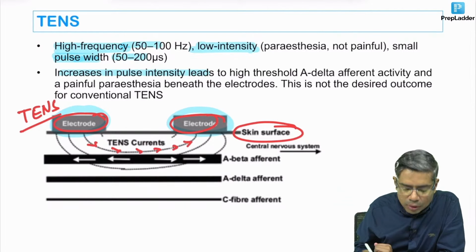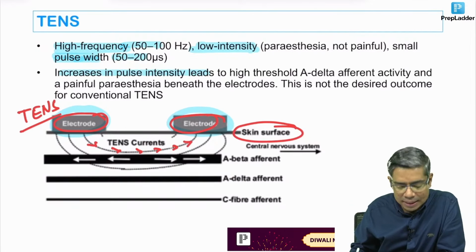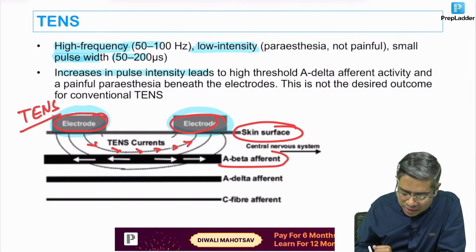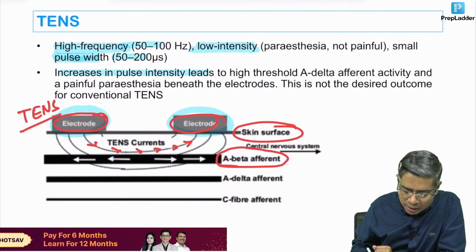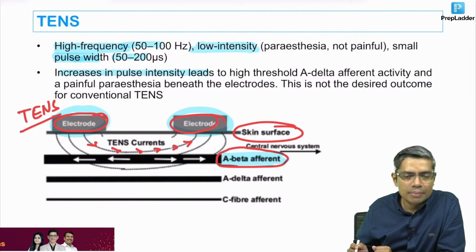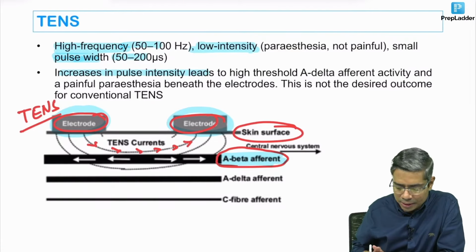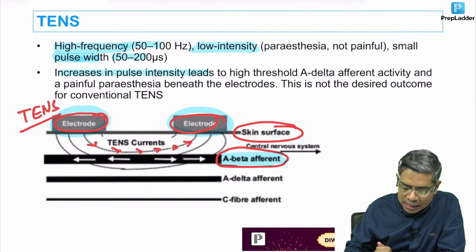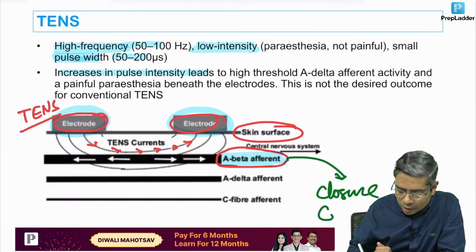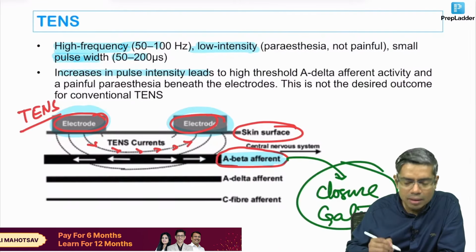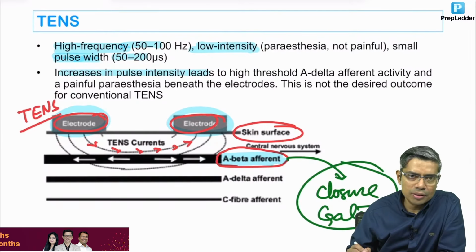So if you give a low intensity stimulus, low intensity current, then it is going to stimulate the surface of the nerve fiber, and on the surface of the nerve fiber the large diameter A beta fiber is there. So the A beta fiber will be activated, and we all know that if you stimulate the A beta fiber, it is going to cause closure of the gate at the level of the spinal cord, and that is basically your gate control theory, okay.